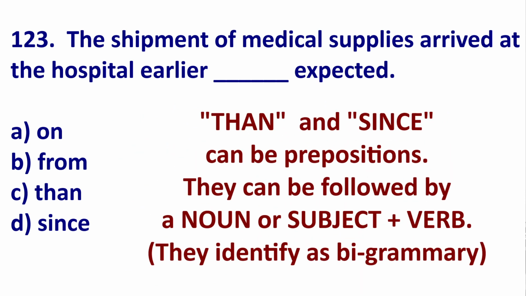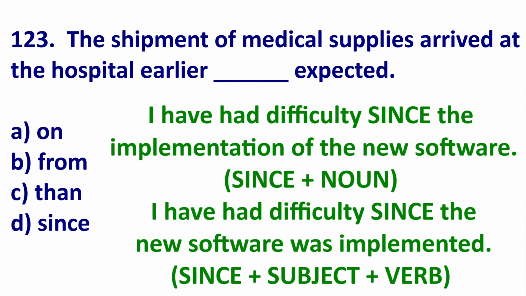Then and since can be prepositions, so they can be followed by nouns, or they can be adverb clause markers, which are followed by a subject and verb. An example: I have had difficulty since the implementation of the new software. You can see since plus a noun. This since is a preposition, but I can also say I have had difficulty since the new software was implemented. Here, since is an adverb clause marker.